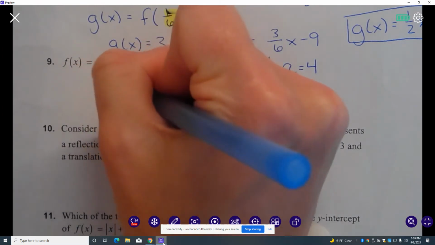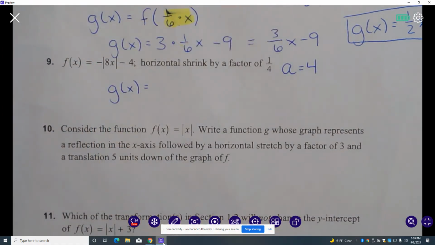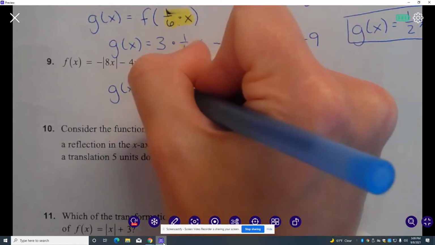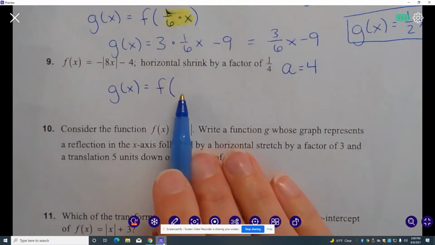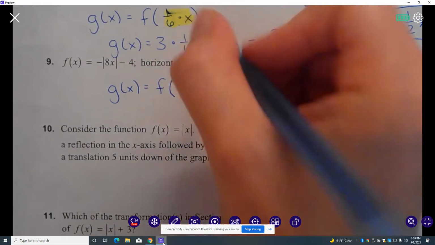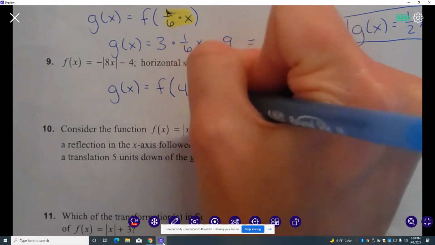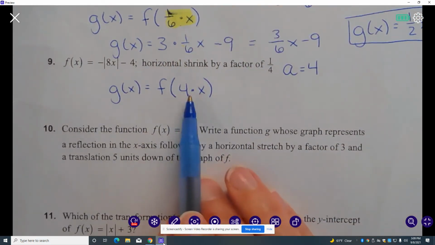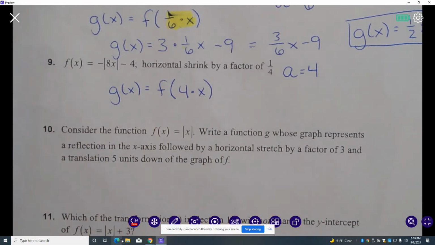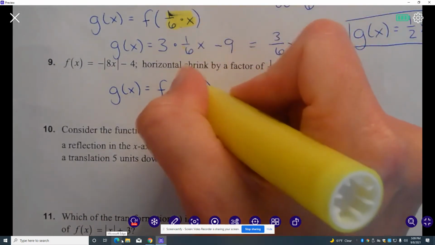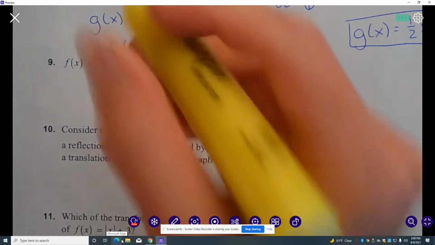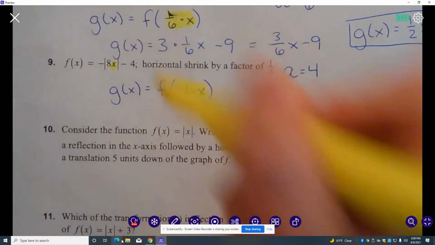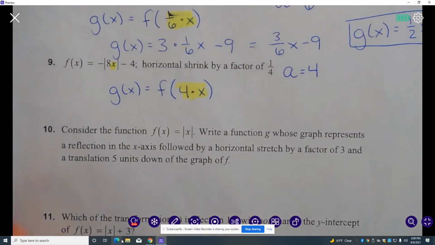So g of x, my new function, will be equal to f of x, or f of a, which is 4 times x. Remember, that goes inside the parentheses right next to the x. And so like number 8 above, this is going to get replaced or placed in for x when I go to write my function.